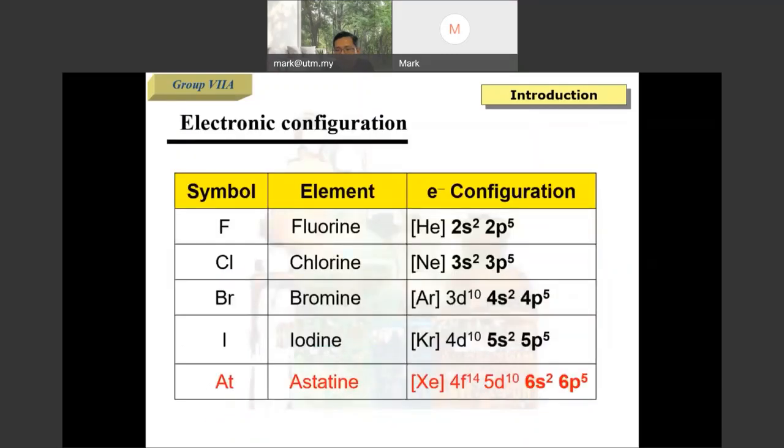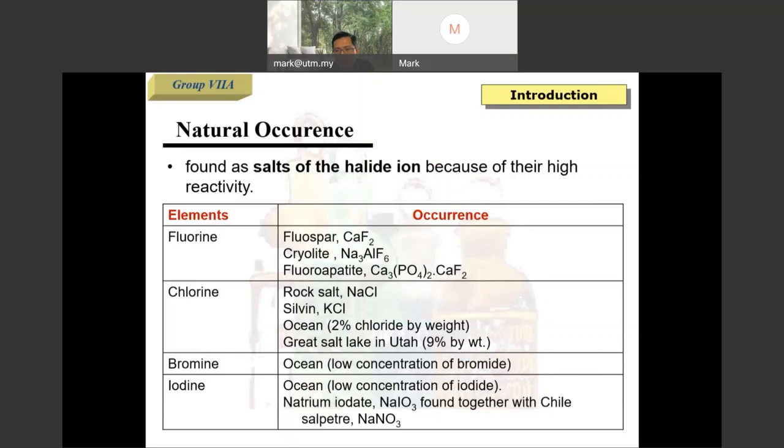For the electronic configuration, as you can see, there are 7 electrons at the valence shell. Chlorine has its valence shell at shell 3, so it also involves the d orbitals, starting from chlorine. Natural occurrence: found as salts of the halide ion. Because of their high reactivity, they are very reactive, and so they form a lot of these metal ores.